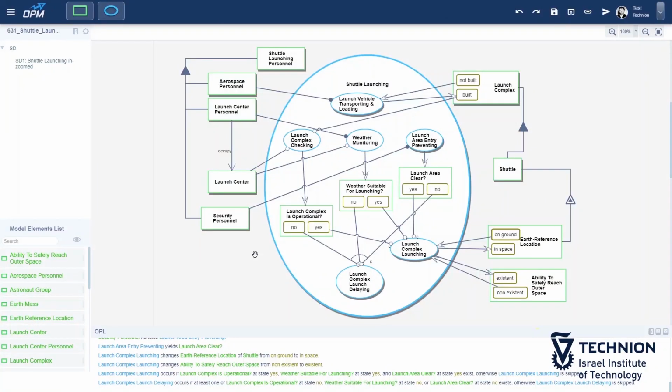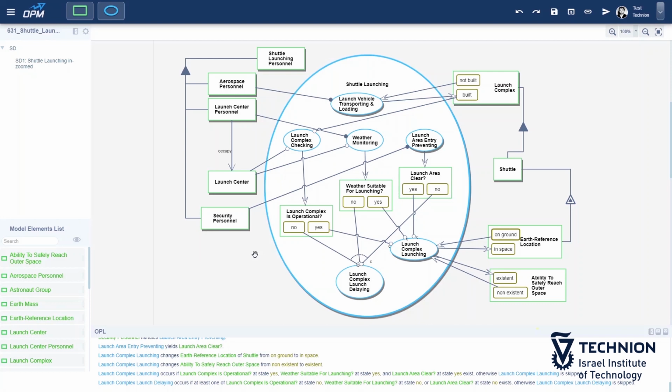The main process is synchronous, so we will zoom into it. SD1 of this model includes 6 sub-processes occurring in the following order. Launch vehicle transporting and loading occurs first. Then, 3 sub-processes occur in parallel: launch complex checking, weather monitoring, and launch area entry preventing. The last 2 sub-processes are launch complex launching and launch complex delaying.